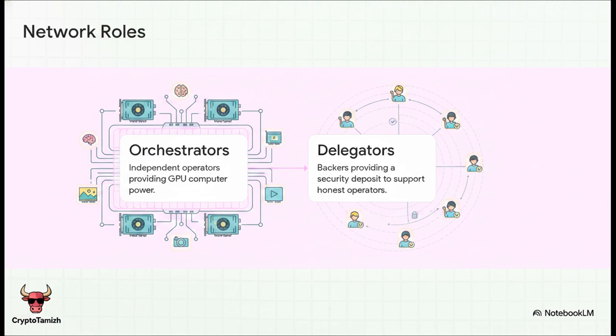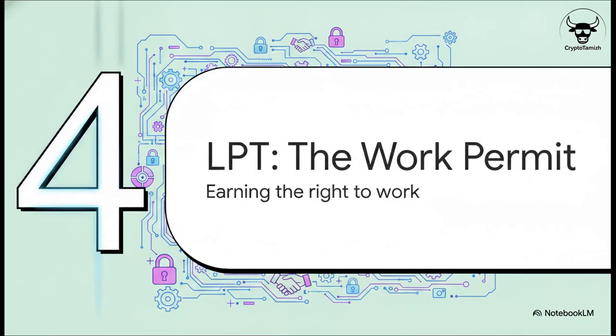That is where delegators come in. Delegators are everyday community backers who put up a sort of security deposit to support the best, most reliable shop owners. Which brings us to Chapter 4, LPT, the work permit.